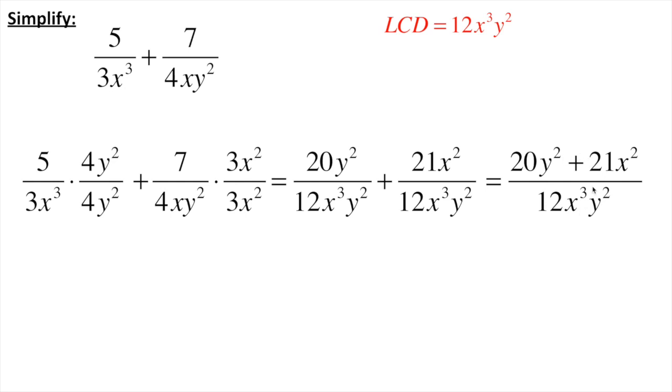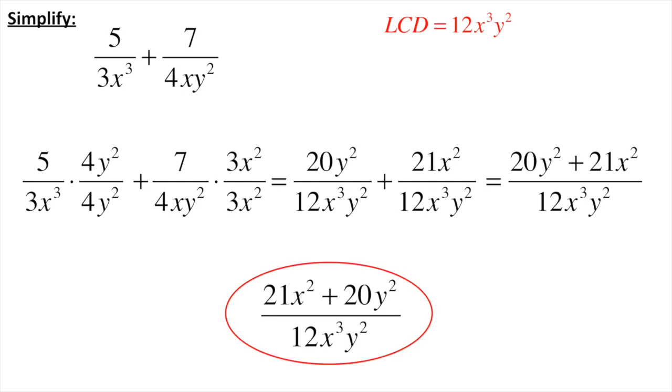This looks pretty good, however it's in the wrong order. In standard form we have to write them in alphabetical order. It means you're going to put this 21x squared in front. So 21x squared plus 20y squared all over 12x cubed y squared. This is your final answer.